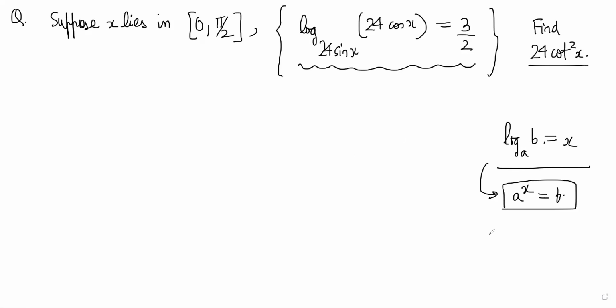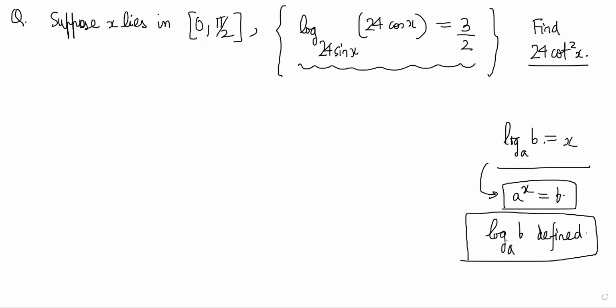Also, you need to know when log AB is defined. Like when does log AB make sense? What is the domain of log AB, base A and B? The base is not equal to 1. These are the three conditions. Yes. Base should be positive, not equal to 1, and the thing inside the log should also be positive.